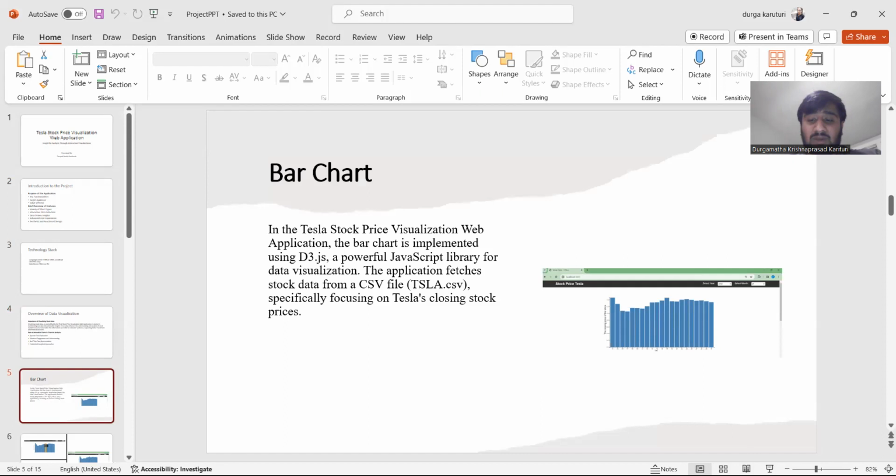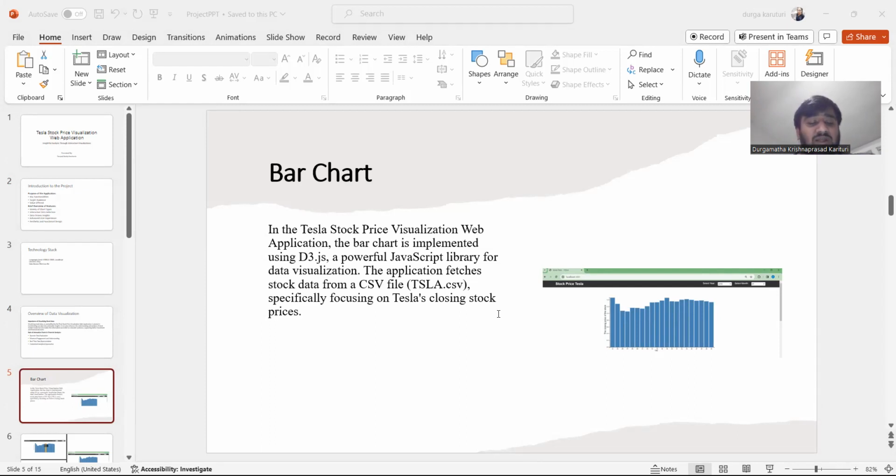And coming to the bar chart. In the Tesla stock price visualization web application, the bar chart represents Tesla's closing prices in a clear and intuitive manner. Typically, there are vertical bars for each day, and the bar height indicates price. As for the X and Y axis representations, the X axis usually represents the time dimension labeled with days of the month, and the Y axis represents the stock prices. The scale on the Y axis is set to cover the range of closing prices in the dataset.